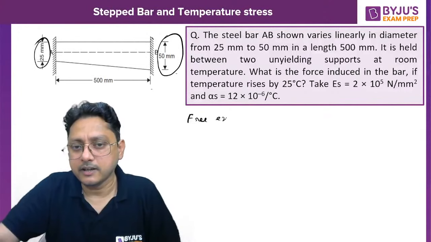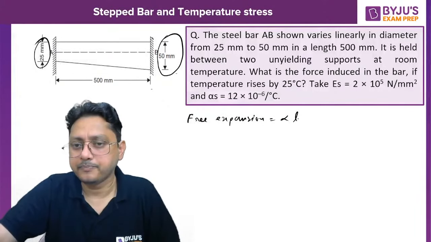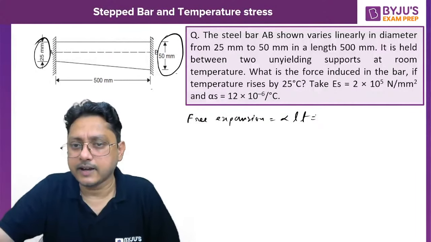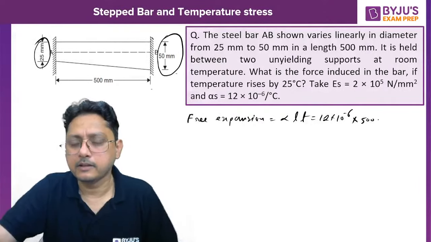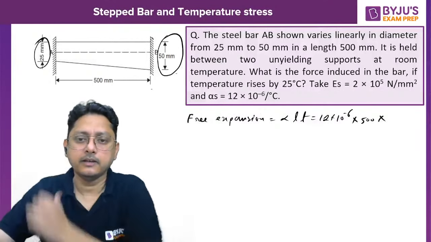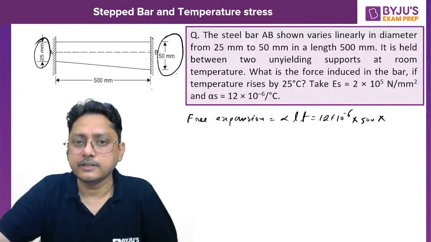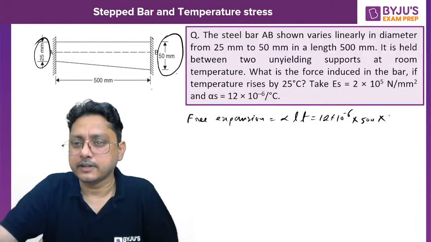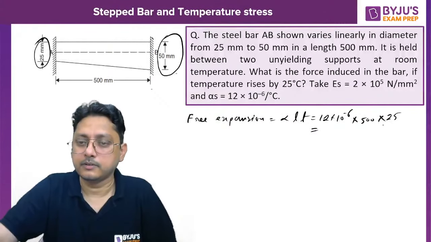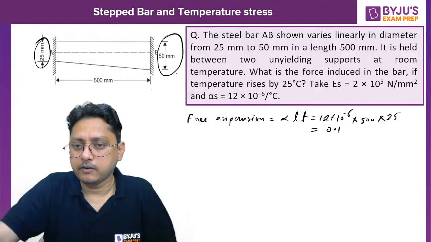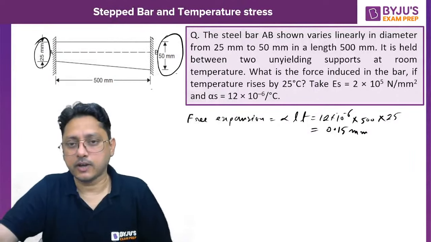So free expansion here will be alpha LT, where alpha is given as 12 into 10 to the power minus 6, and length of the bar is given as 500 mm, multiplied by temperature rise of 25 degrees centigrade. This is the free expansion you have. How much will you get? 0.15 mm. Is it 0.15? This is the free expansion you have.